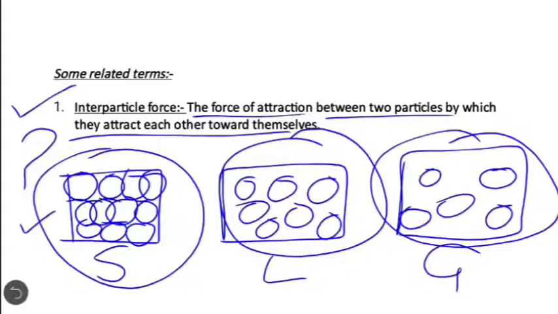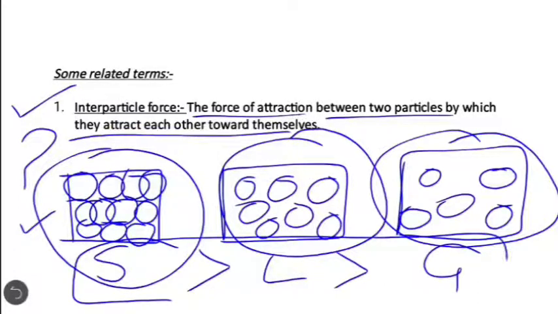So according to interparticle force of attraction, we can arrange solid, liquid and gas like this. In a solid, the interparticle force of attraction is maximum. In a liquid, it is lower than solid but higher than gas, and in gases it is lowest. So this is the order of interparticle force in solid, liquid and gas. Now I hope the point is clear.